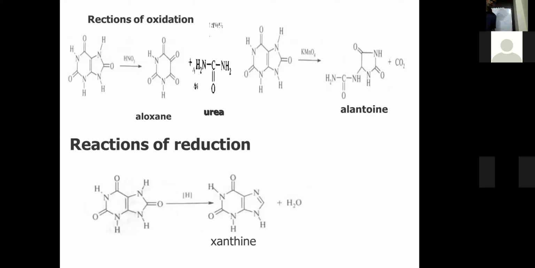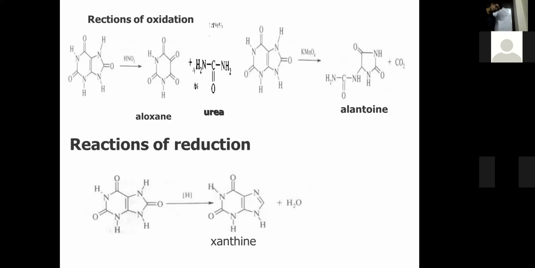And in the presence of alkaline KMnO4, the pyrimidine ring is oxidized, meaning broken, to give allantoin. Okay, these are the two products of oxidation of uric acid, which are very important in various reactions for the determination of uric acid in chemistry.